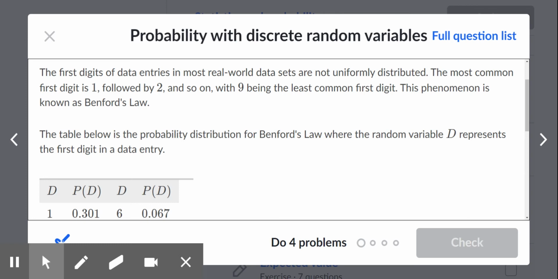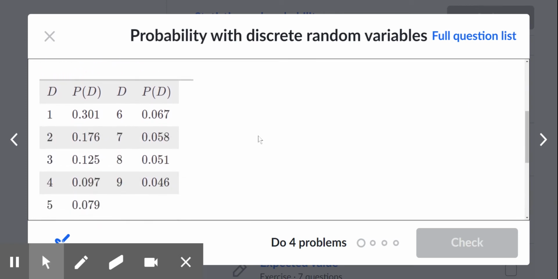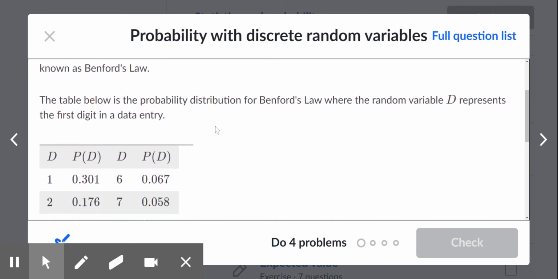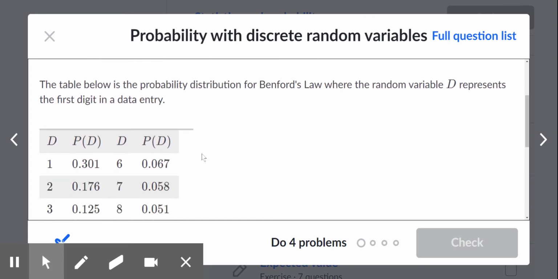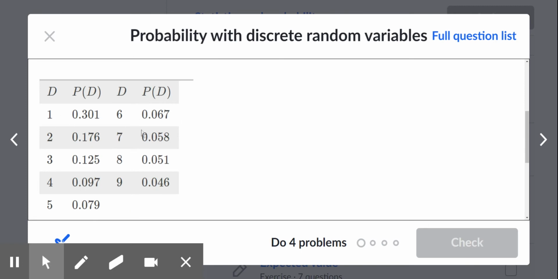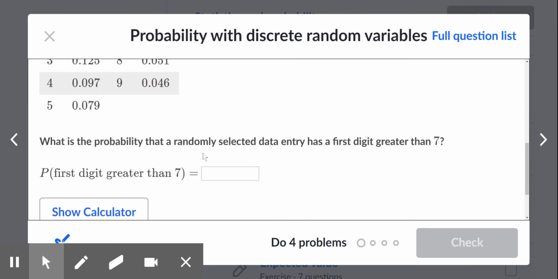The table below is the probability distribution for Benford's law, where the random variable d, in this case, is a discrete random variable because all the values that you see right here are countable, right? 1, 2, 3, 4, 5, 6, 7, 8, 9. And they each have a corresponding probability. So for the digit 1 to happen, it's 0.3, about 30% of the time. This is the distribution model given to you for d.